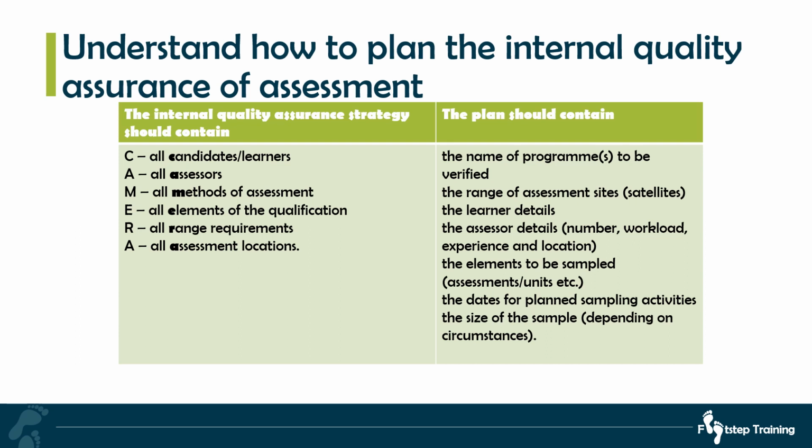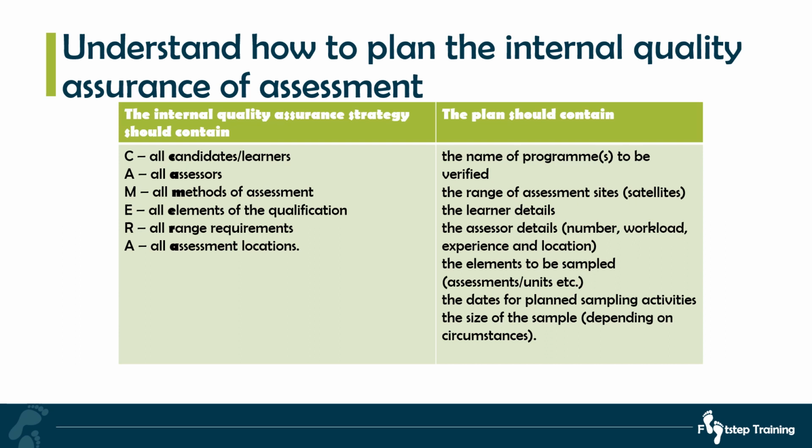The main thing that an IQA strategy should include is the acronym CAMRA. C is for candidates and learners, so it should detail how they're going to be quality assured. You might state here a maximum caseload number for an assessor, for example. A stands for assessors, so it should detail all the assessors and how they're going to be managed. M is the methods of assessment that are going to be used, such as observation and portfolios, for example.